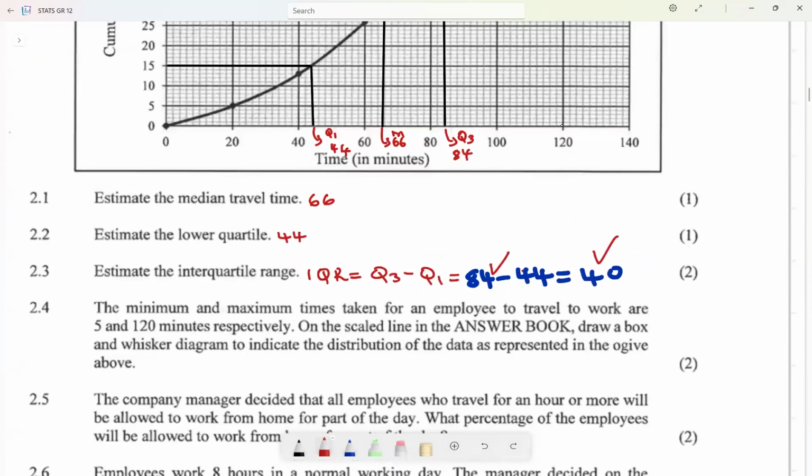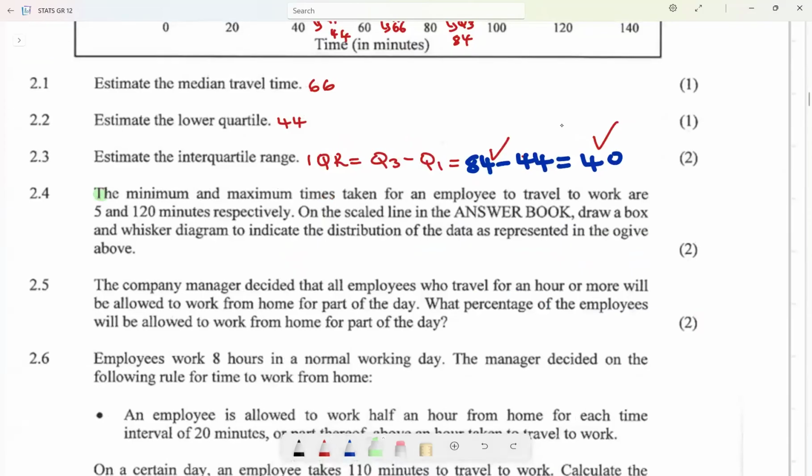And then they say the minimum and maximum time taken for an employee to travel to work are 5 and 120 minutes respectively. So the minimum and maximum times, it's either you go to work in 5 minutes, which is the minimum, or the maximum that a person can take is 120 minutes to go to work, which is basically 2 hours.